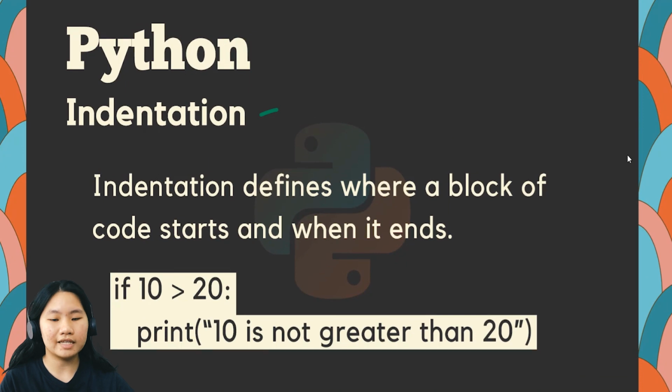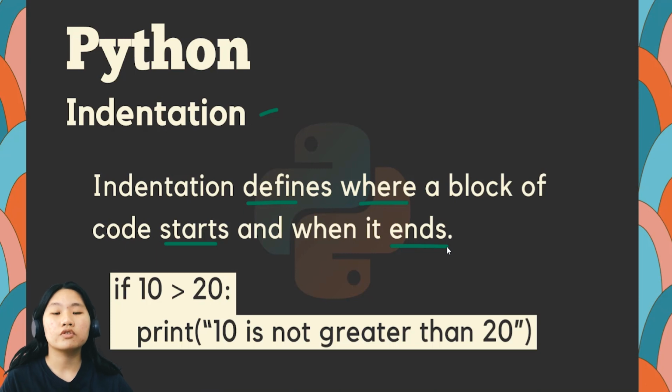Next step, indentation. For other languages, for example Java and C, indentation is for readability. You look at the code and it's easier to process. So it's just an aesthetic issue with Java and C and so forth. But for Python, indentation is how it recognizes where a block of code starts and where it ends. As I've written here, indentation defines where a block of code starts and when it ends.